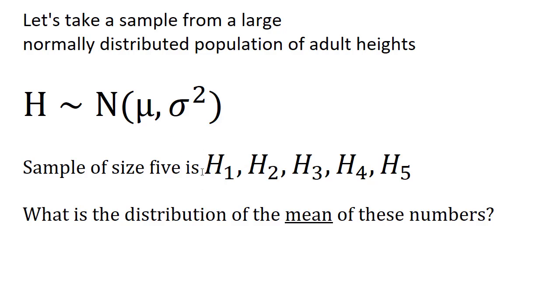So the trouble with this is every time I take 5 people out of the population, it's going to be a different 5 people. I'm going to get a different mean, and so my estimate for mu will be different. So I need to understand what is the distribution of the mean of these numbers. And you should always do this. If you're combining variables, you need to know what the distribution is before you answer questions about it.